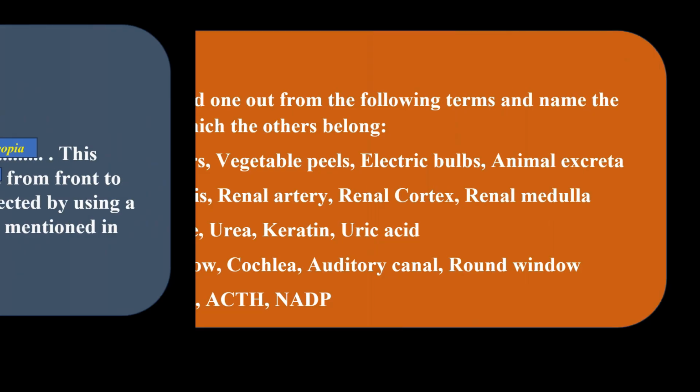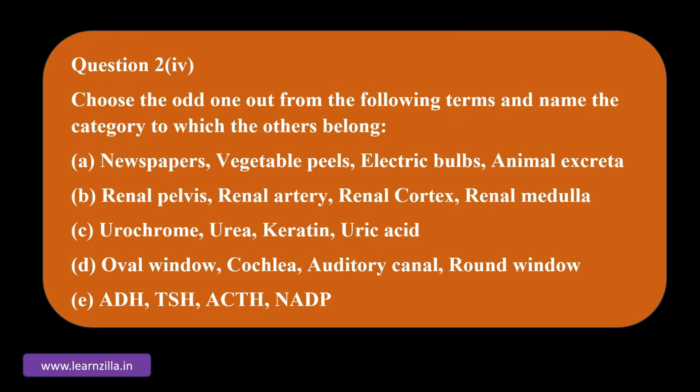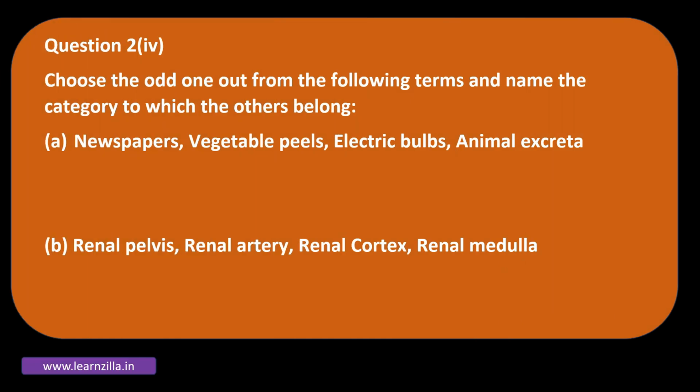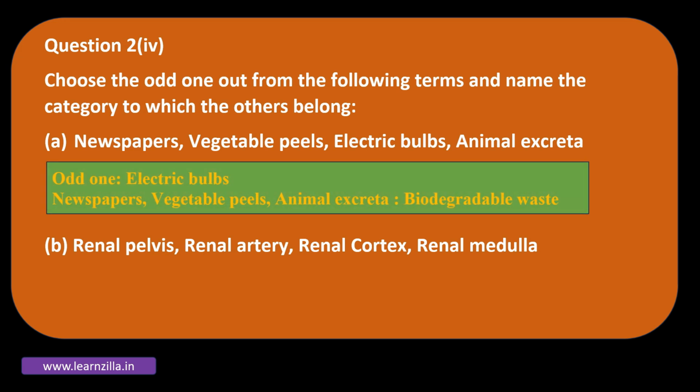Okay. Let's go to the next question. Choose the odd one out from the following terms and name the category to which the others belong. There are 5 different ones. So let's get started with the first one. Newspapers, vegetable peels, electric bulbs and animal excreta. Which is the odd one out? And also name the category to which the remaining belongs. I know you got the answer right. It is electric bulbs. Electric bulb is the odd one out. And the category to which newspapers, vegetable peels and animal excreta belong is the biodegradable waste.